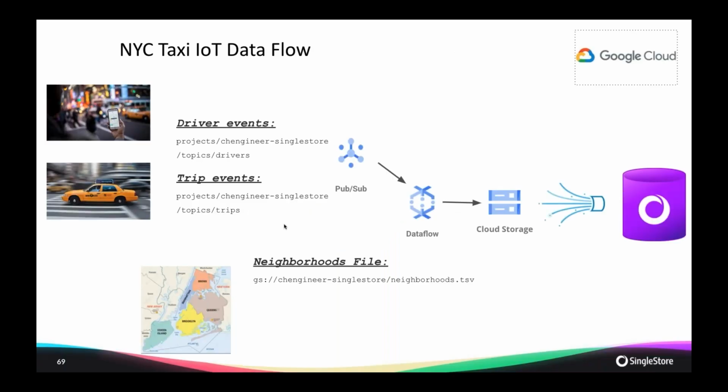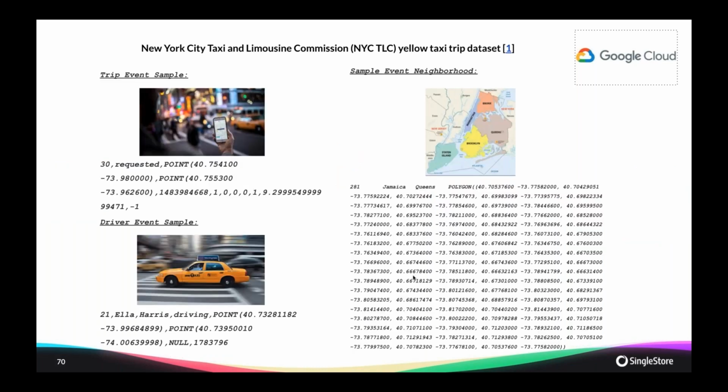So again, just to show you what we're doing. We have two PubSub topics that are public, listed here as well as in the lab guide, the lab manual. Both of these will be part of a Dataflow job where the streaming data that's coming in will be batched and saved to cloud storage. Then we'll also copy over the static neighborhoods file to our cloud storage bucket as well. So this is a sample of what that data looks like.